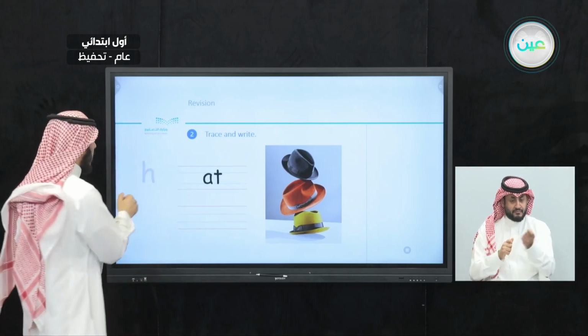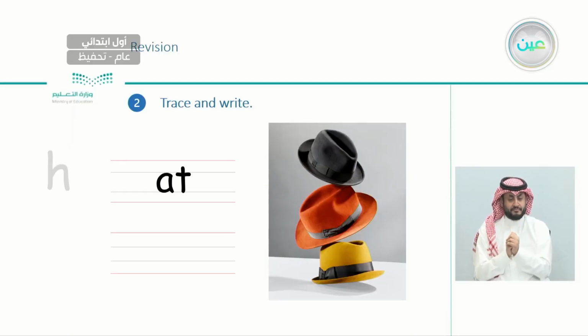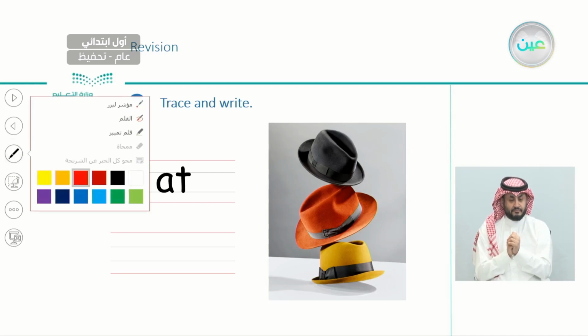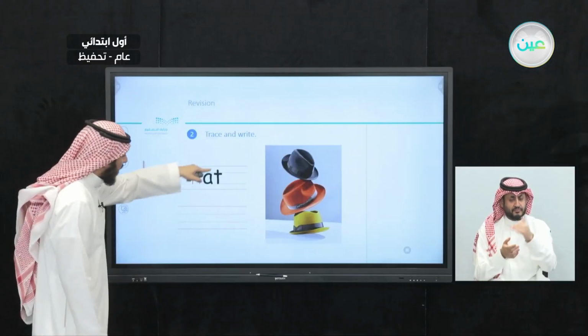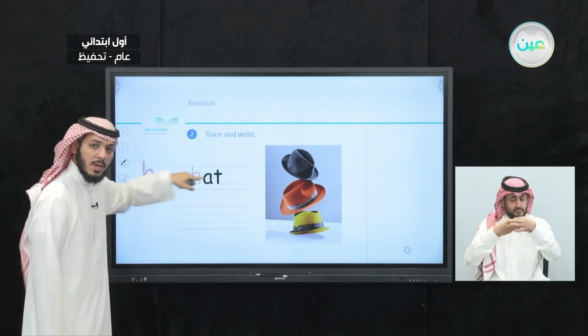Okay, let's trace first of all. So we have a line from up to down, then we have a curved line like this. So we have H. After that, let's write it here. Start from line number 1 up to 3, go up to number 2, go down to number 3. Okay, so we have H in small form. It starts from number 1 up to number 3.